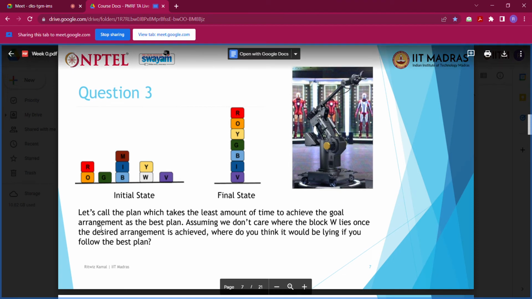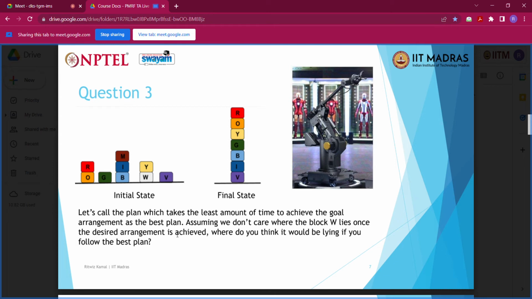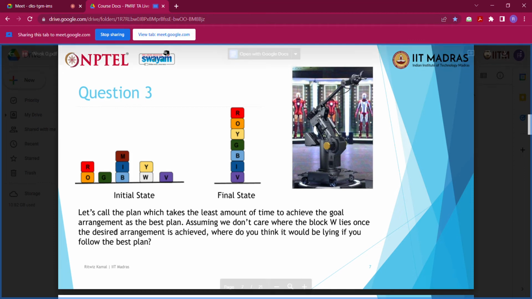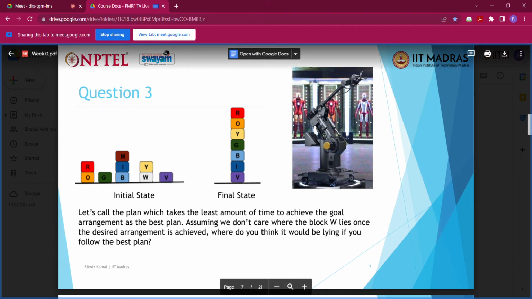Okay, let's call the plan which takes the least amount of time to achieve the goal arrangement as the best plan. We just saw this arrangement in the previous question. Assuming we don't care where the block W lies once the desired arrangement is achieved, where do you think it would be lying if we follow the best plan?